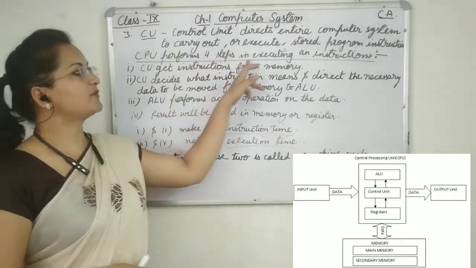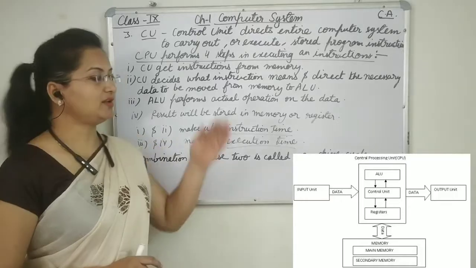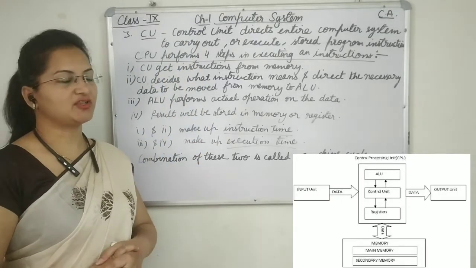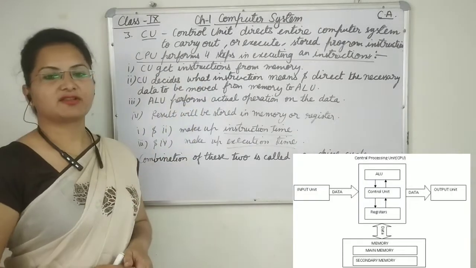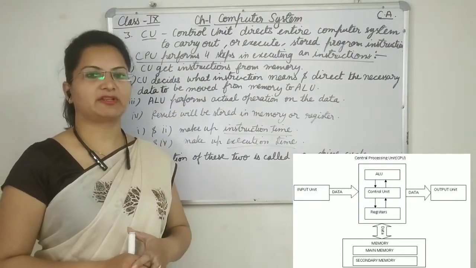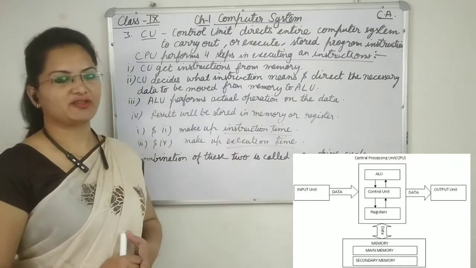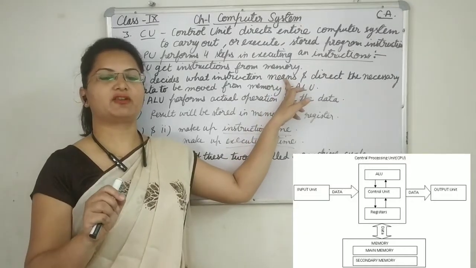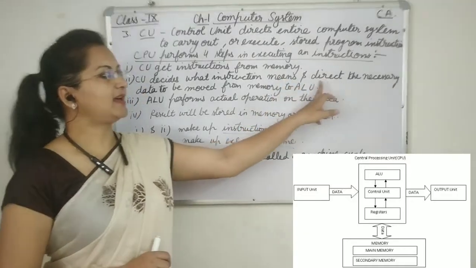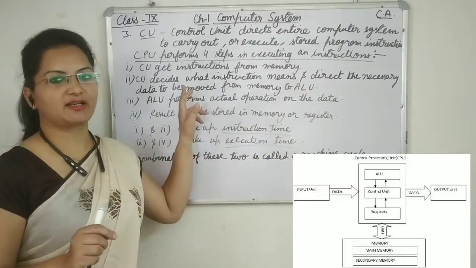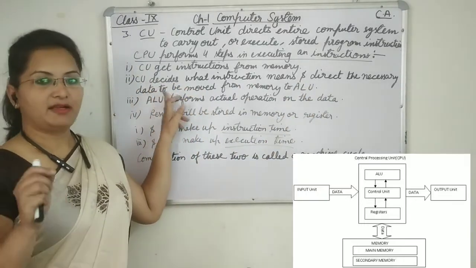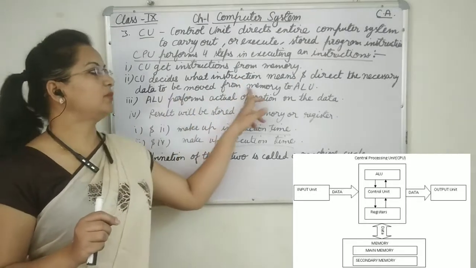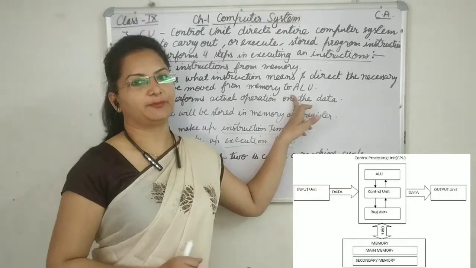Now the CPU performs 4 steps in executing instructions. Okay, how the CPU functions we will see now. It is a very important question. So the CU gets instructions from the memory. All instructions will be there in the memory. So the CU will get those instructions. Then the CU decides what the instruction means. First of all, it will find out the meaning of the instruction. And then it will direct that the necessary data related to the instruction which is being executed will be moved from memory to the ALU.